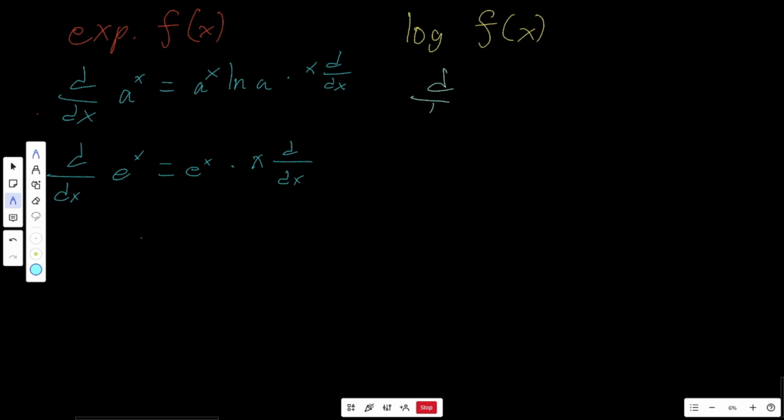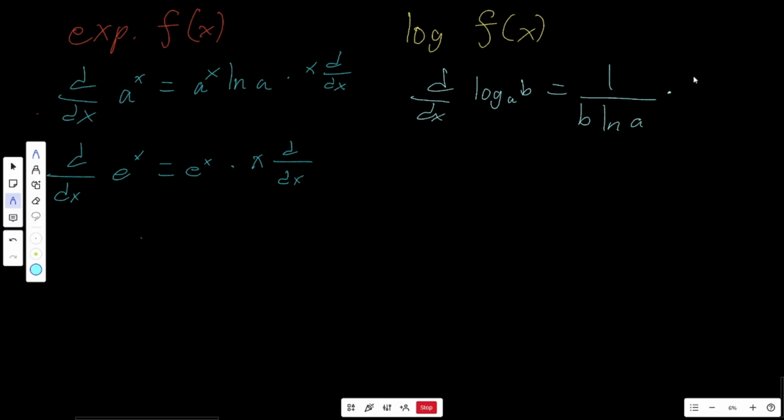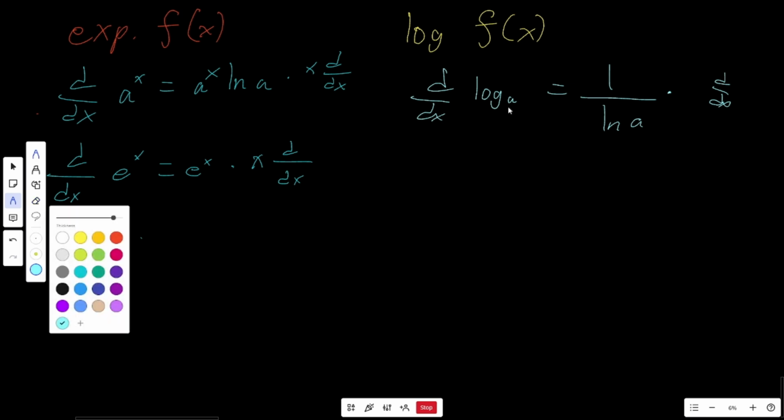Our logarithmic functions are given by the derivative of log b to the base a, which is equal to 1 over the natural log of the base, which is a, times b. And this also has to activate the chain rule, which is times the derivative of b. So there. If you want, I'll make this x so that it's less confusing. So there, x.